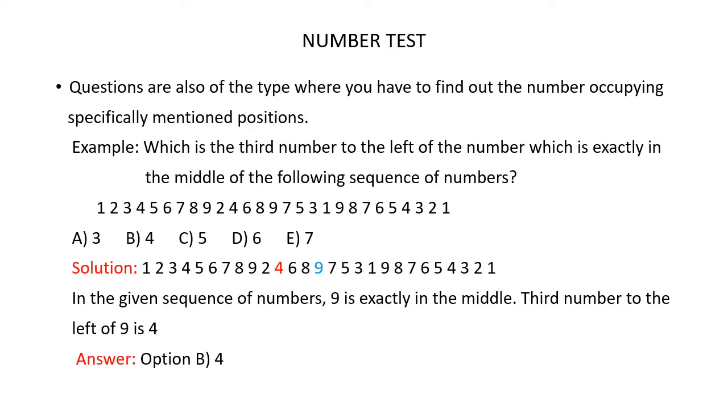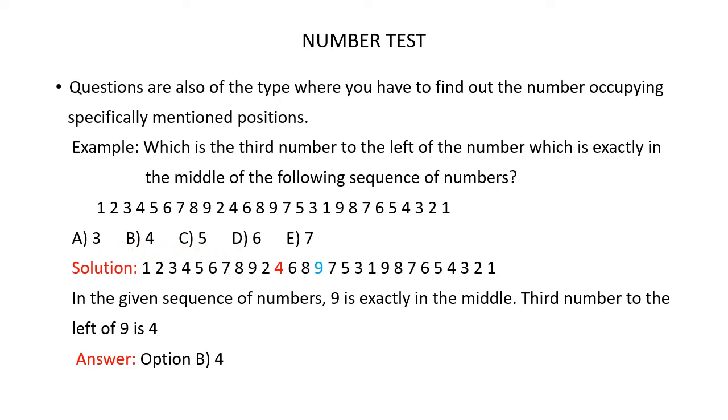Sometimes in the number test sequence, questions are also asked of the type where you have to find out the number occupying specifically mentioned positions. For example, which is the third number to the left of the number which is exactly in the middle of the following sequence of numbers? Here you are given a sequence of numbers. You have to find out the third number to the left of the number which is in the middle of the sequence. You are given 5 options and you have to find out which of these options is the correct one.